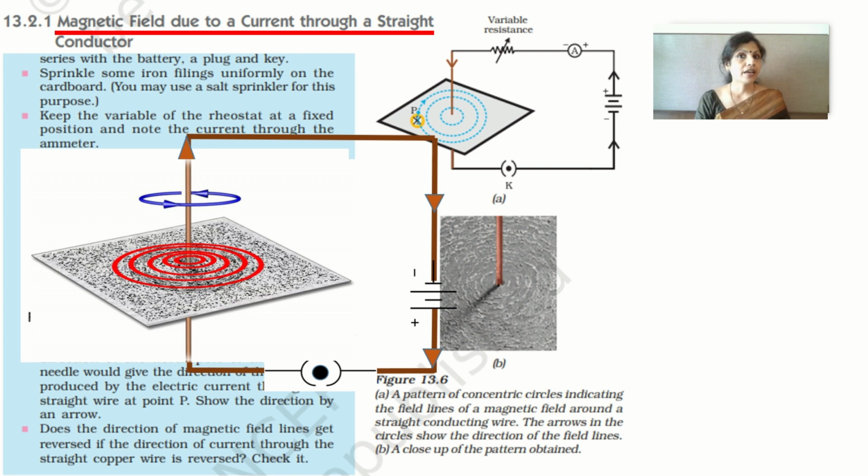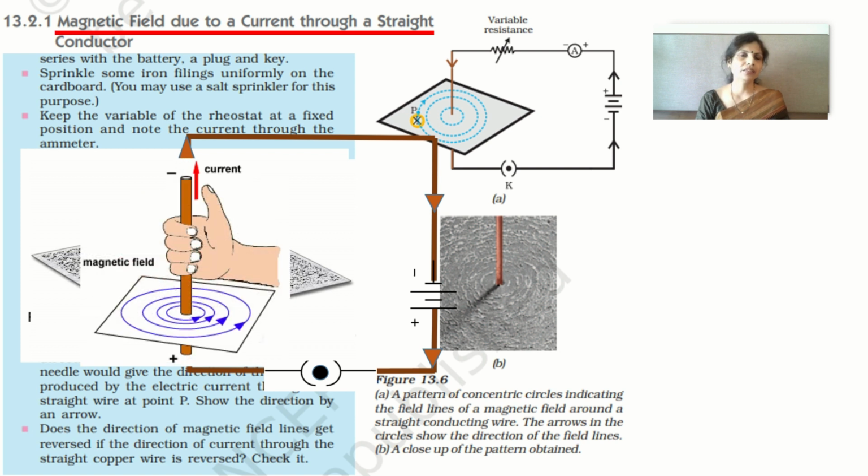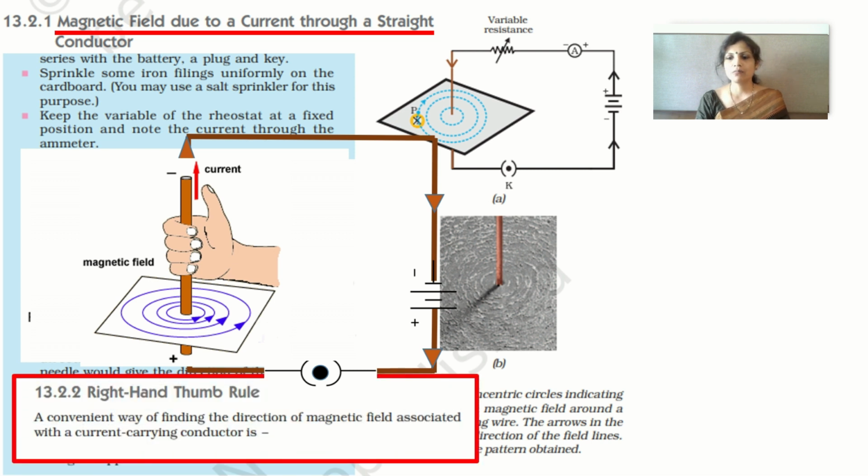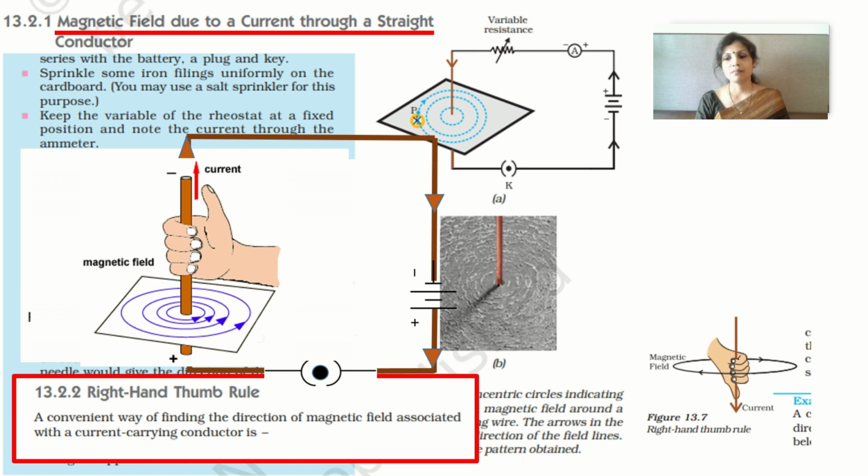Alright children, then we studied that the direction of magnetic field around a straight conductor can be found by using right hand thumb rule. And right hand thumb rule states that if you hold the conductor in your right hand in such a manner that the thumb is pointing in the direction of flow of electric current, then the curved fingers will always give us the direction of magnetic field. So here you can see that the direction of magnetic field is in the direction of the curved fingers. So this is all about right hand thumb rule, and in the textbook you can just see this particular figure as well.